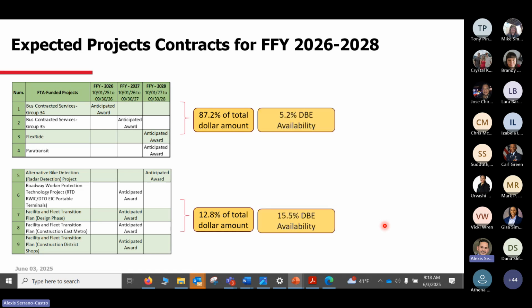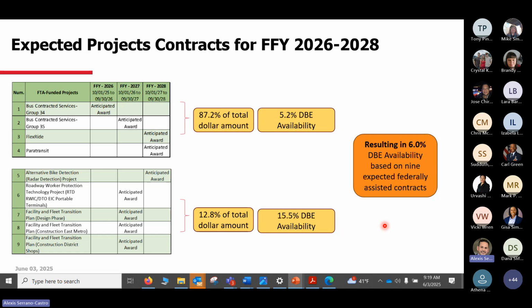So if you see these particular numbers, for the 4 projects, we can find availability based on the scope of work that we mentioned, and that represents only 5.2%. On the other 5 projects, which are actually construction, planning, electrical, plumbing, and drywall, those projects represent, again, 12.8%, and we can find up to 15.5% DBE availability. So with that in mind, the 6% is what we think is the right amount for the DBE goal. That will be the proposed goal just based on these factors.